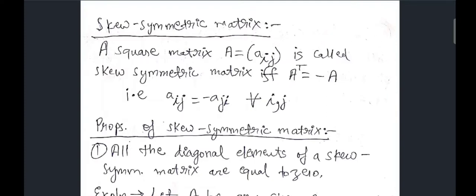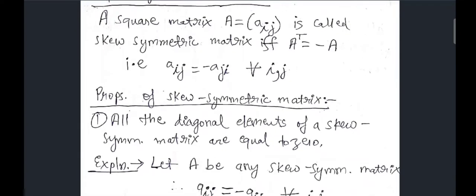So in a skew symmetric matrix, A12 will be equal to minus A21. The off diagonal elements, the elements above and below the principal diagonal, have exactly opposite signs. Got it?